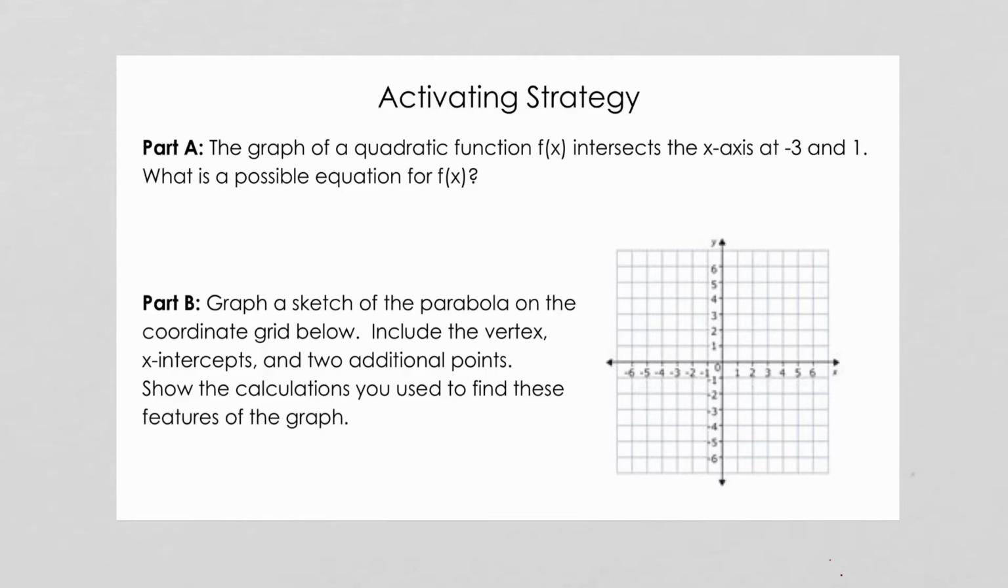Today we're going to learn how to write a quadratic equation from a graph or from a verbal description. So in our activating strategy, we're told that we have a graph of a quadratic function and that it intersects the x-axis at -3 and 1. So I'm going to go ahead and plot those points, -3 and 1.